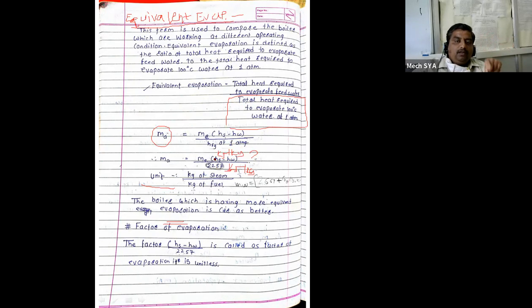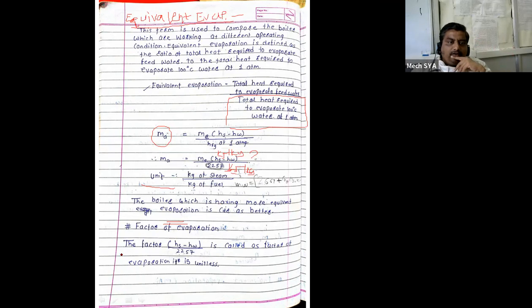And ME into bracket HS minus HW is the total heat required to evaporate feed water. HS minus HW is the enthalpy difference, having unit kilojoule per kg, and 2257 also has unit kilojoule per kg. They will get cancelled, and the unit of equivalent evaporation will remain the unit of evaporative capacity, that is kg of steam divided by kg of fuel. The boiler having more equivalent evaporation is considered a better or good boiler. Understood?